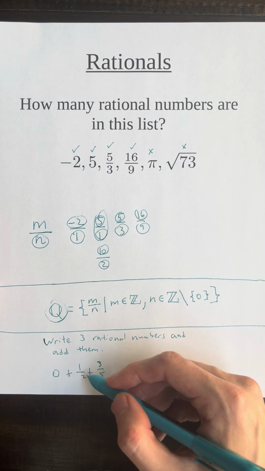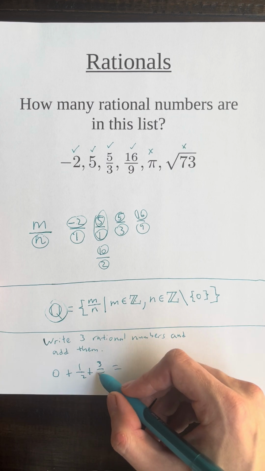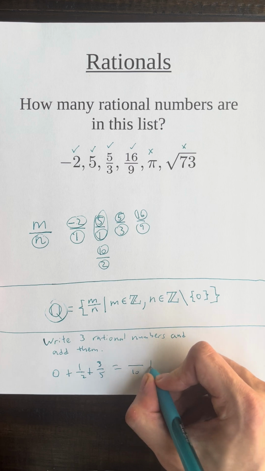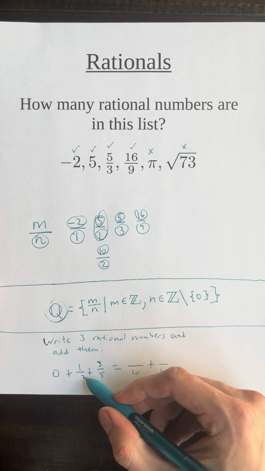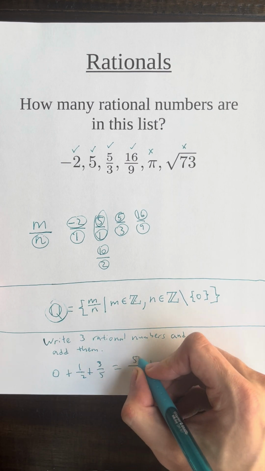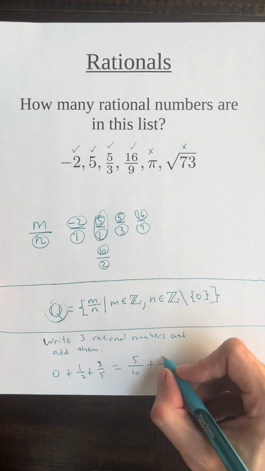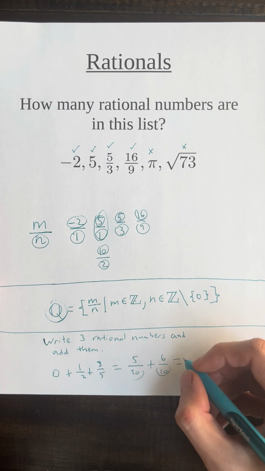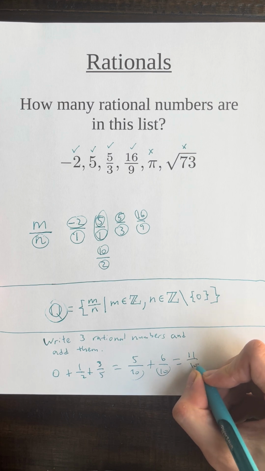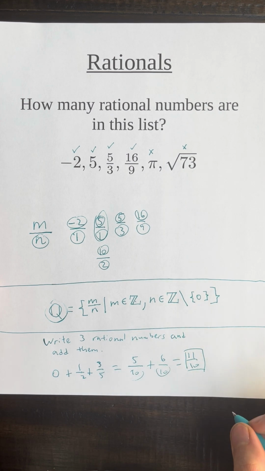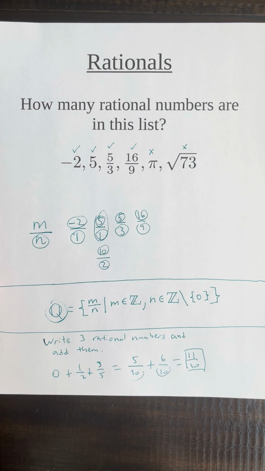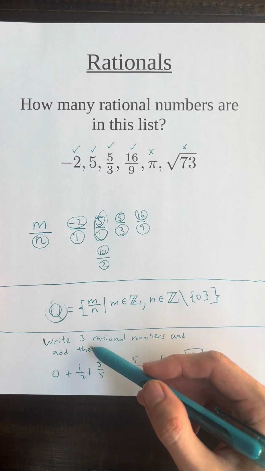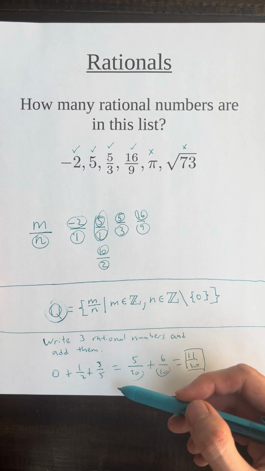So 0 plus 1/2 is 1/2. 1/2 plus 3/5. We need to get a common denominator. So 1/2 is going to be 5/10, and then 3/5 is going to be 6/10. Okay, they have a common denominator. We can add the numerators now, and it's going to be 11/10. Okay, just pick a different set of 3 rational numbers. Don't do the exact same numbers as me.